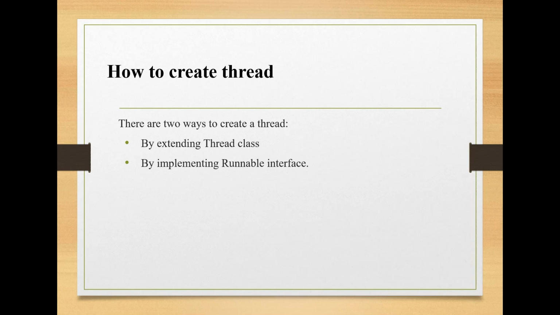Now the main thing, that is how to create a thread. A thread can be created with the help of these two methods. First is by extending the Thread class and the second is by implementing the Runnable interface. Thread is a predefined class in Java, and Runnable is a predefined interface in Java.